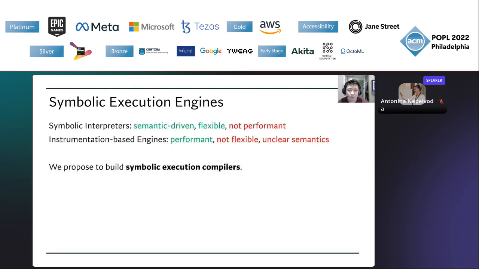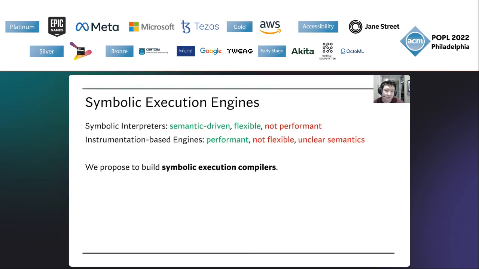There are a few ways to implement symbolic execution engines. First, many symbolic execution engines are implemented as interpreters. Interpreters are close to semantics and easy to implement, but have an interpretation overhead. A more performant way is through instrumentation. Instrumenters are often more performant, but less flexible. And it is also unclear how instrumentation relates to the semantics of symbolic execution.